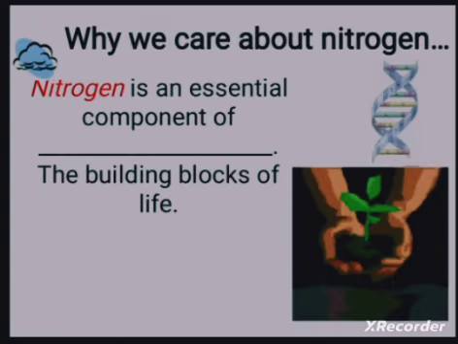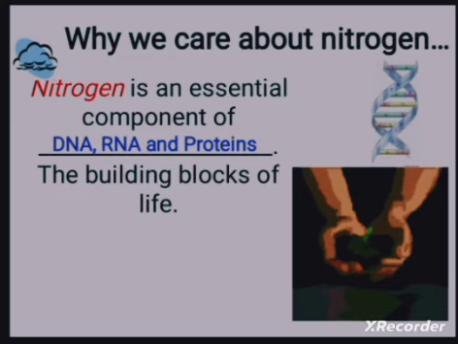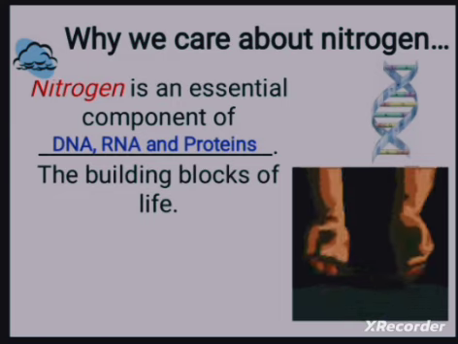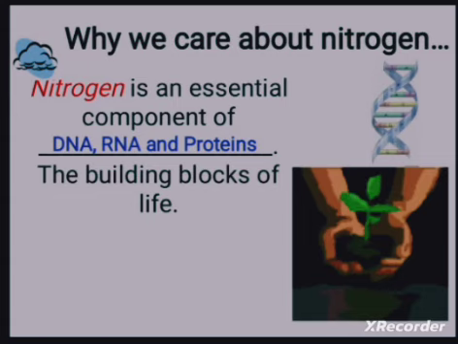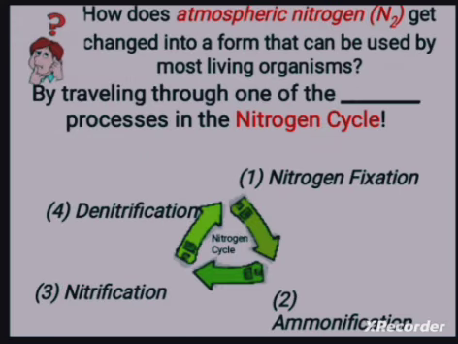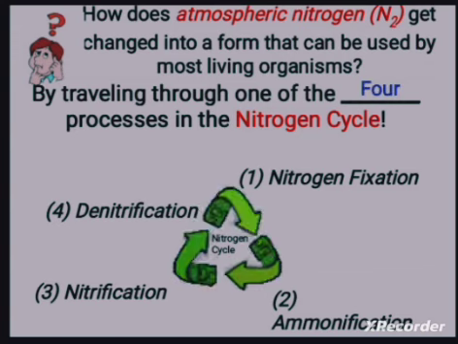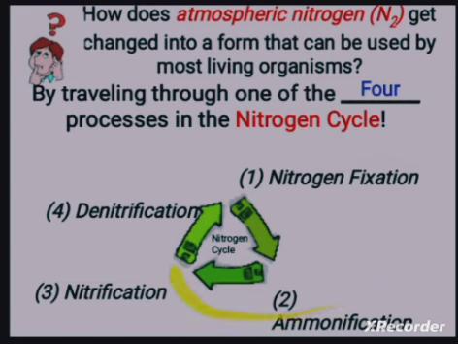Why do we care about nitrogen? Why must we convert nitrogen through the nitrogen cycle? Nitrogen is an essential component of our DNA, RNA and proteins, the building blocks of life. How does atmospheric nitrogen get converted into a form that can be used by living things? By traveling through the four processes of the nitrogen cycle: nitrogen fixation, ammonification, nitrification and denitrification. This is a cyclic process, that's why it is known as the nitrogen cycle.